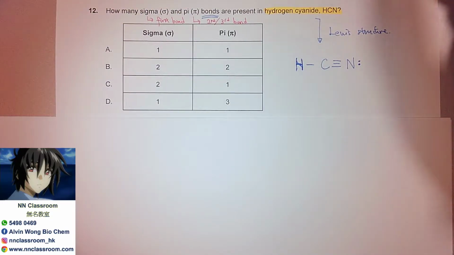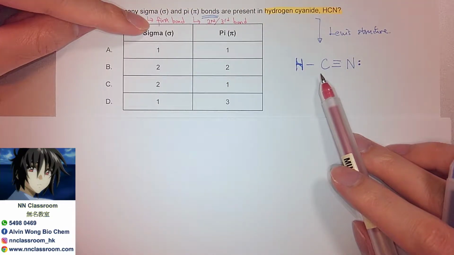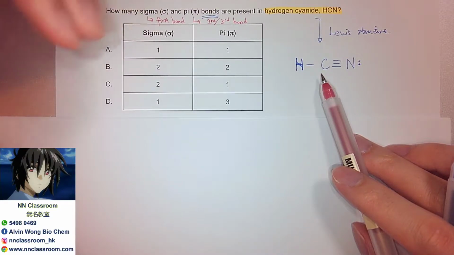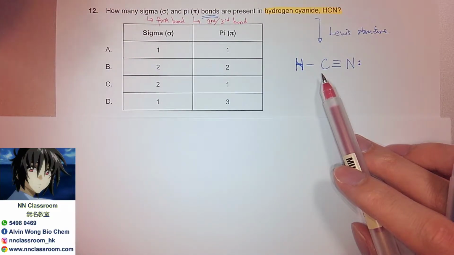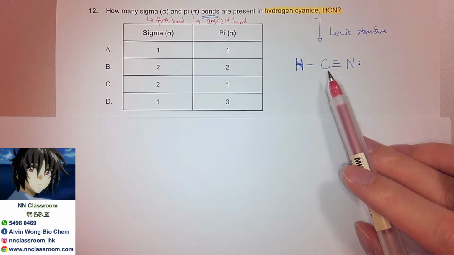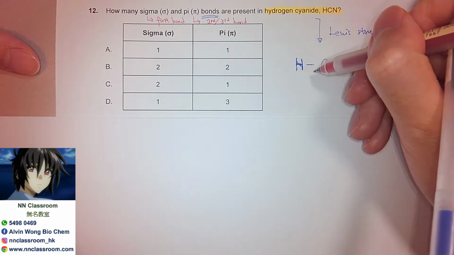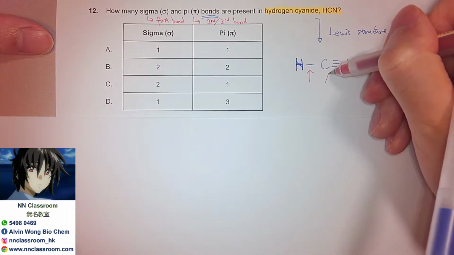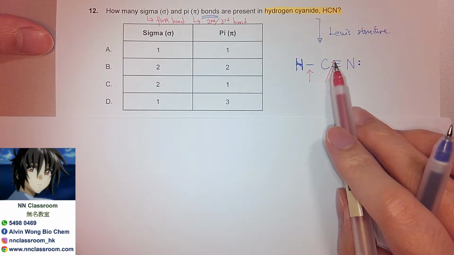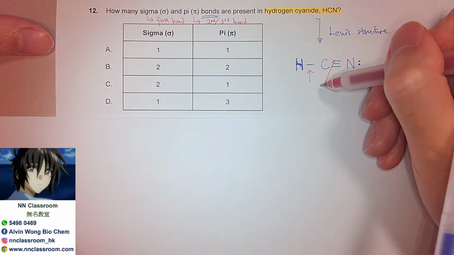So in this case, the first bond that we should be locating is the sigma fashion, and any second or third bond will be pi fashion. Simple, right? So as you can see, the first bond between H and C and the first bond between C and N, just what I'm now pointing to, are all sigma fashion.